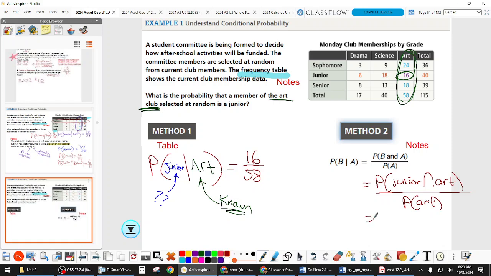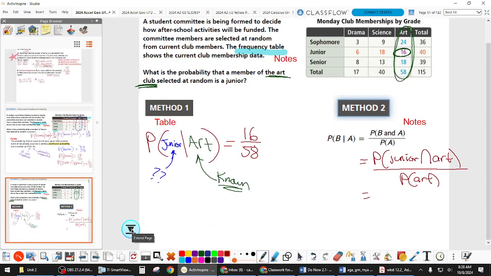Alright. So you're going to appreciate the table after we do this, but it's equivalent. It's the same thing. What's the probability of being a junior and in the art club? 16 out of 115. Okay? What's the probability of being in the art club? 58 out of 115. And the 115s cancel, and this is 16 out of 58.